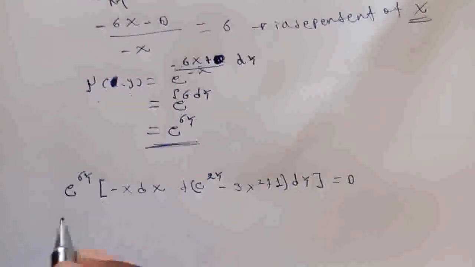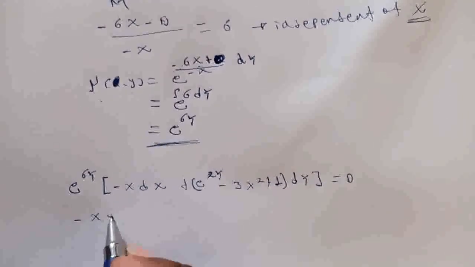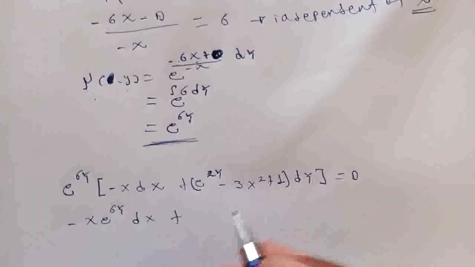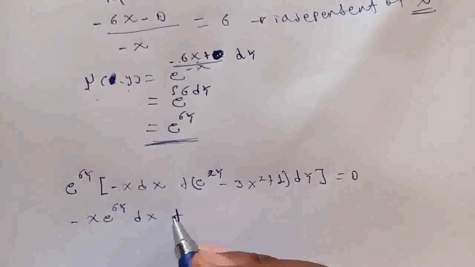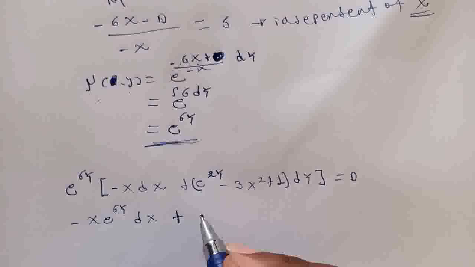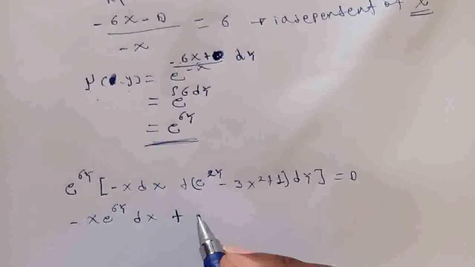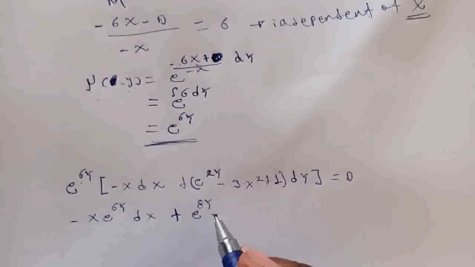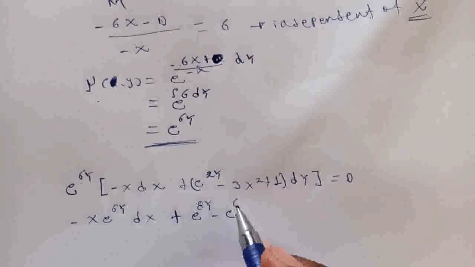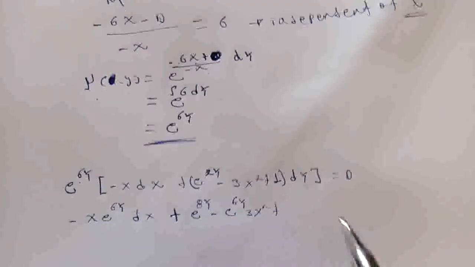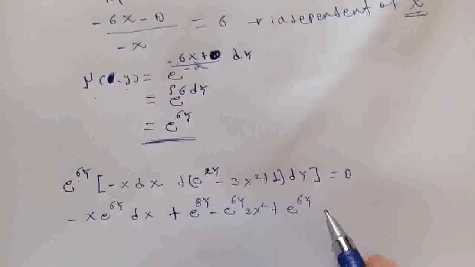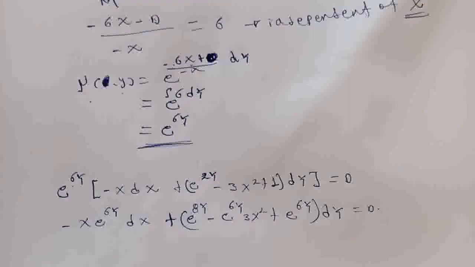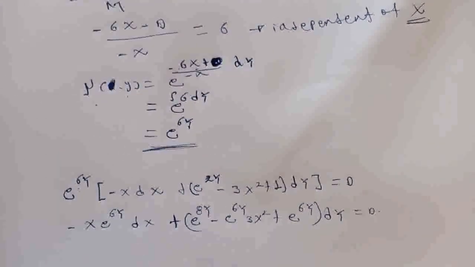Okay, now let us check it. It should become minus x e to the power of 6y dx plus, again, it should become e to the power of 8y. You can multiply this one, minus e to the power of 6y times 3x squared plus e to the power of 6y, again dy is equal to 0.